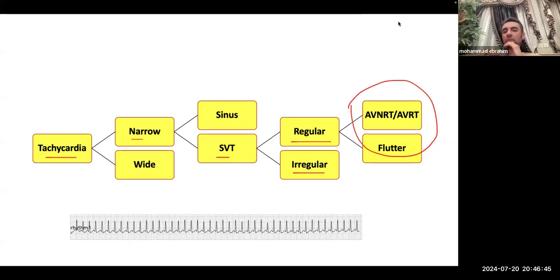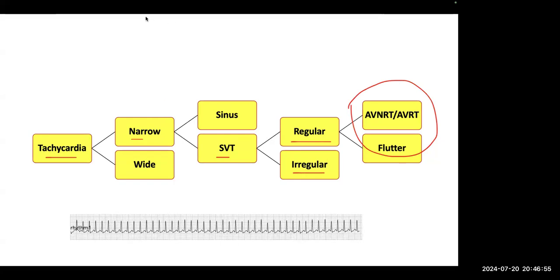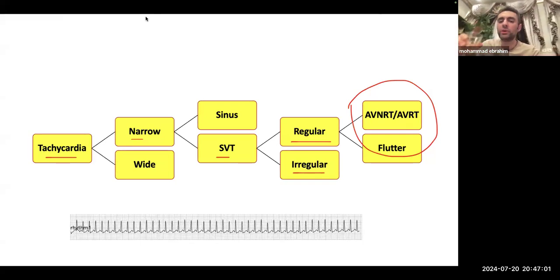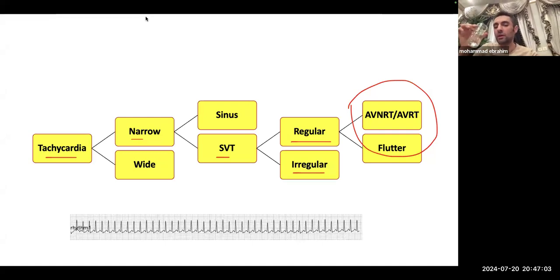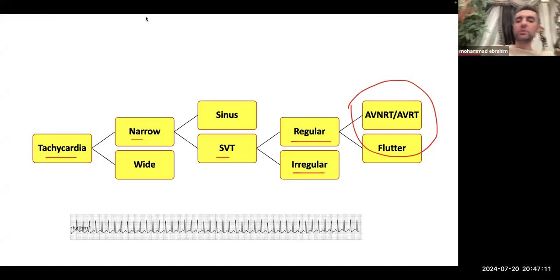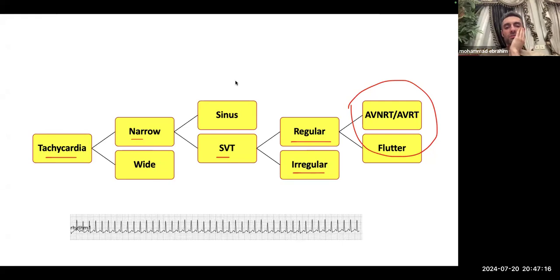You guys are mainly pediatricians, right? Am I correct? Dr. Ahmed, probably. Mainly pediatricians, but there is a pediatric cardiologist. So as a pediatrician, you probably should not worry about AVNRT or AVRT differences. As a cardiologist, you should try to distinguish between them. But I guess the majority are pediatricians, neonatologists. So I would not worry about differentiating between AVNRT and AVRT.